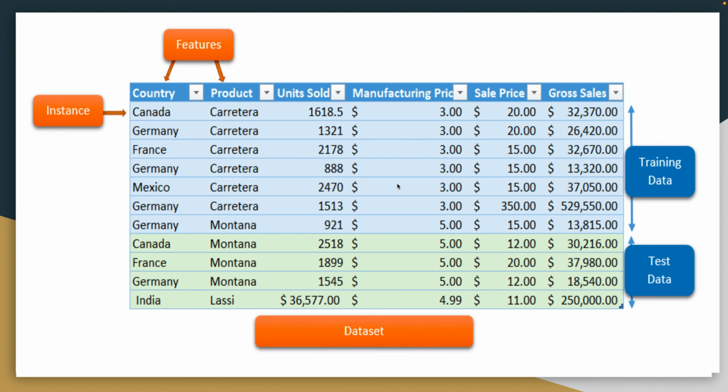And this is a sample data set. As you can see, it has training data, test data, and all these things.